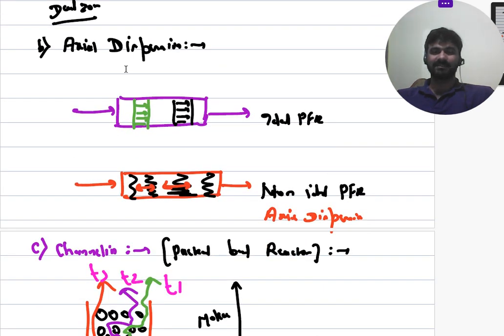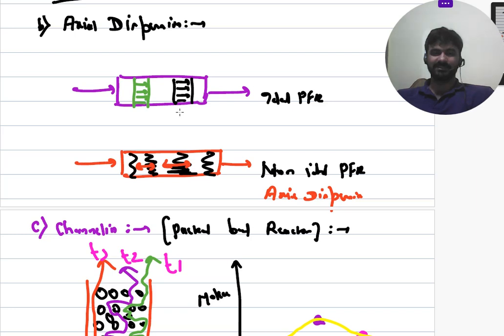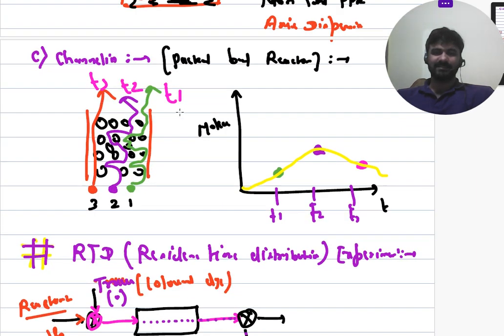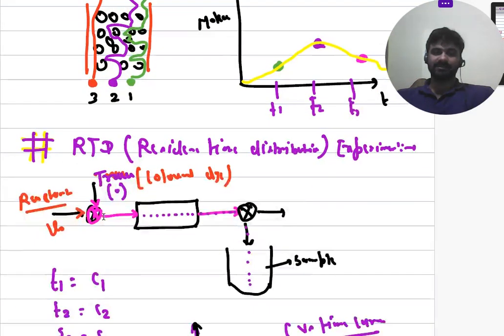And there is axial dispersion. In an ideal PFR, you will see there is no axial dispersion, but in a non-ideal PFR you will see there is axial dispersion. And again channeling also. Sometimes, due to the channeling, let's say if we have three different molecules, you will see the residence time of all these molecules will be different. So this creates non-ideality.